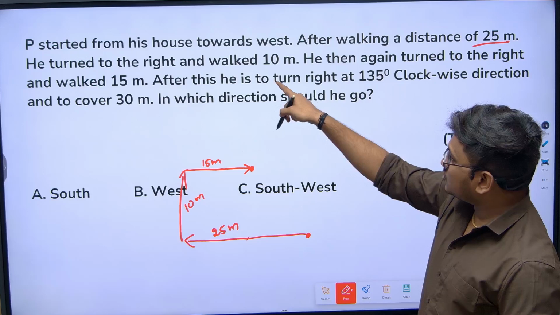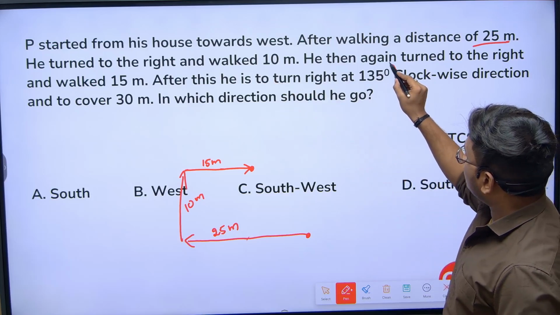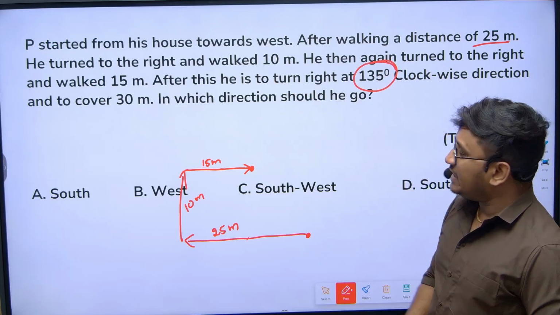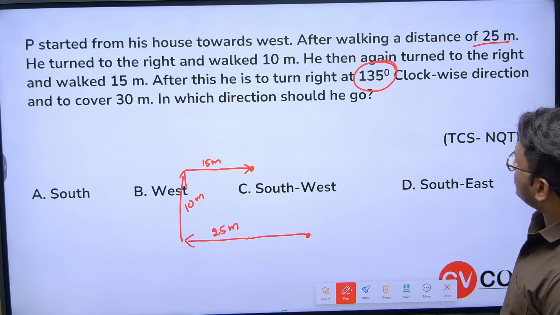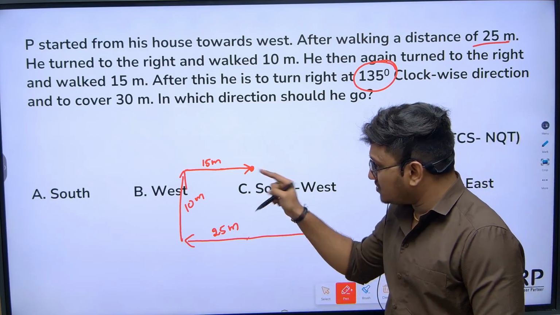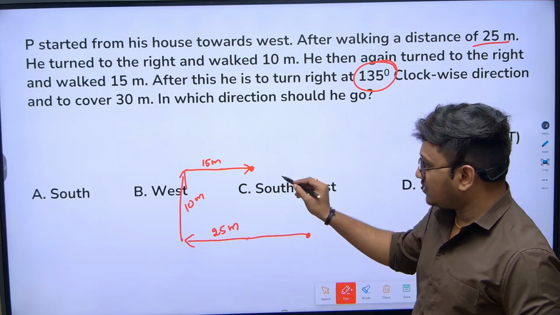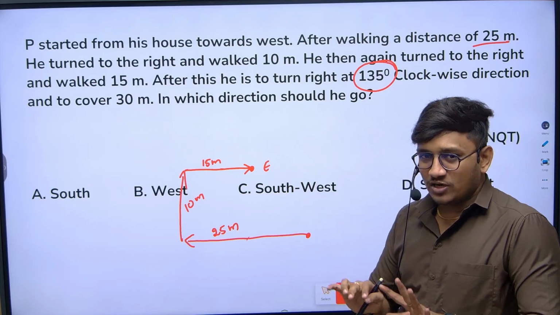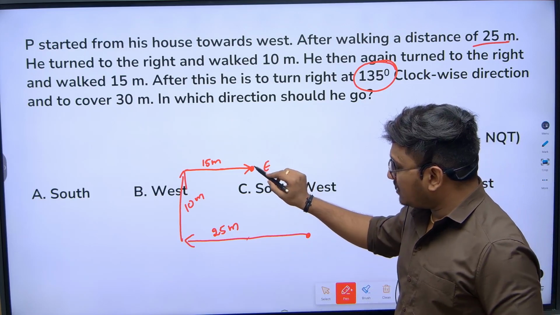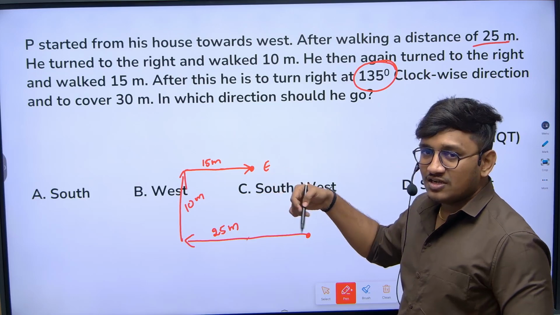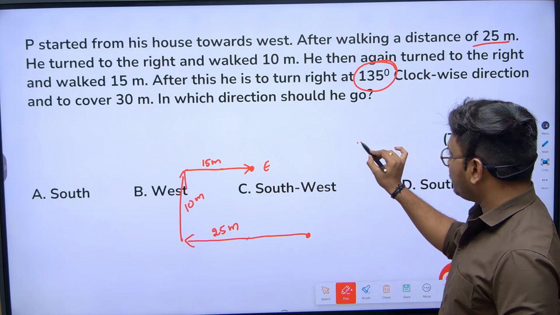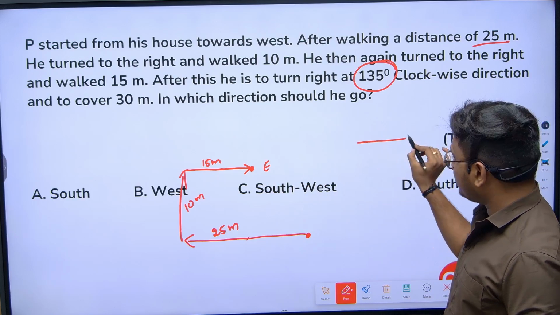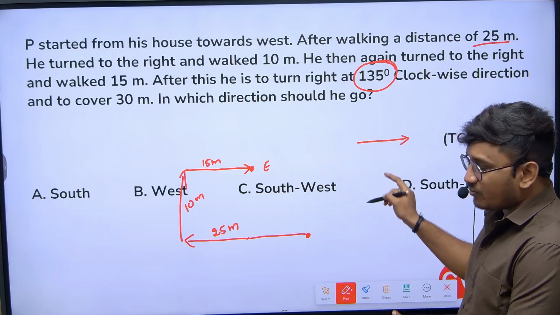After this, he is to turn right at 135 degrees in a clockwise direction. So which direction is he facing? He's facing towards east, correct? Now what happened is he turned 135 degrees. Let's say this would have been the direction of his facing; I'm just drawing it separately.